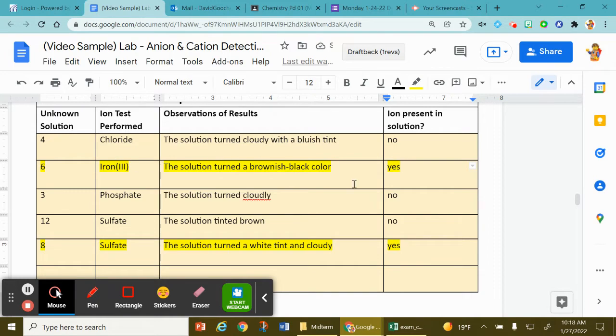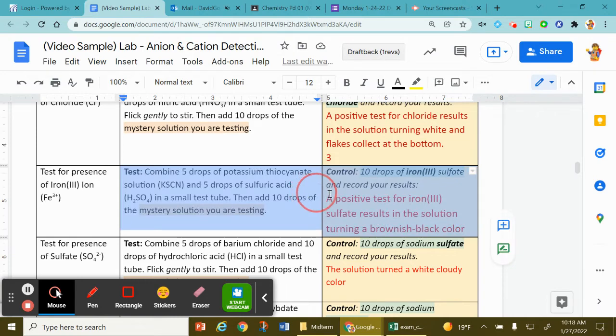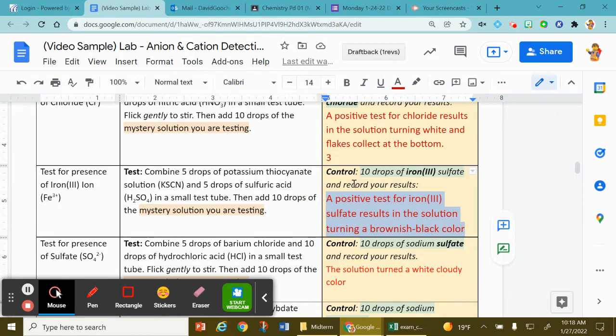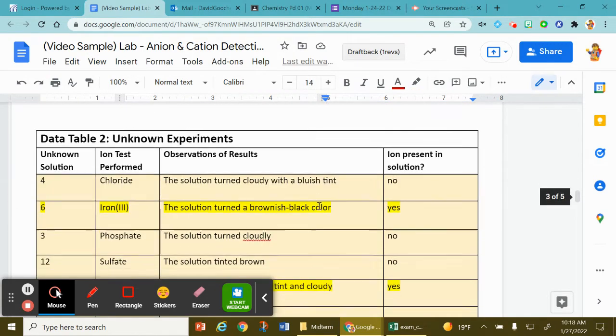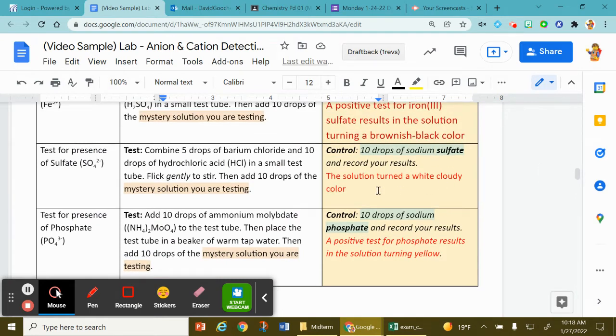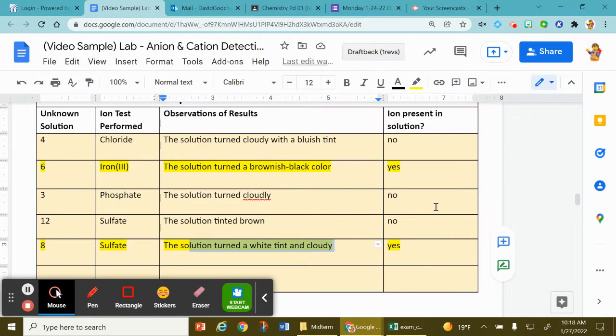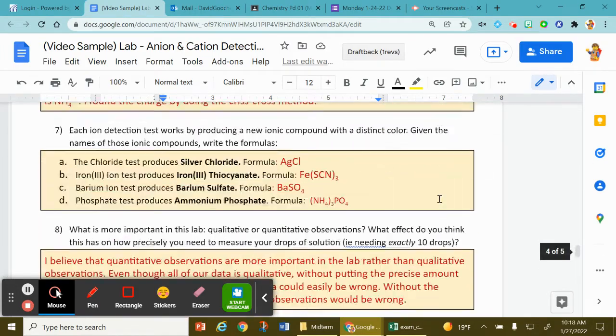The way that we know this is because we ran a control experiment and we found that a positive result for iron 3 turns the liquid into a brownish black red color. And when we ran the test with unknown number 6, we got that exact same result. Same for number 8. Our control experiment up here showed that when the solution was positive for sulfate, the test would return a cloudy white color. And when the sulfate test was run on unknown number 8, a cloudy white tint appeared. So both of these were positive. So now let's go write the conclusion.